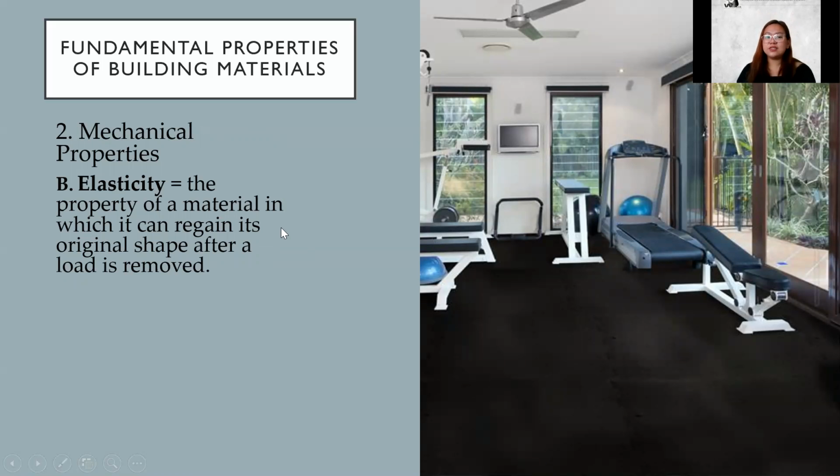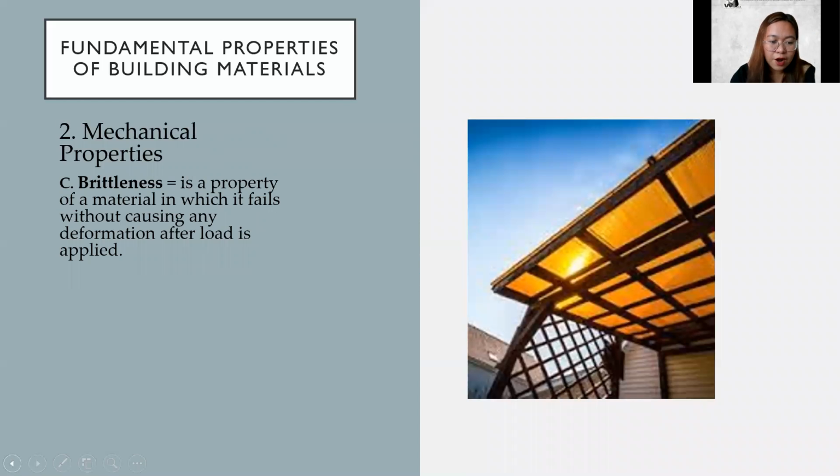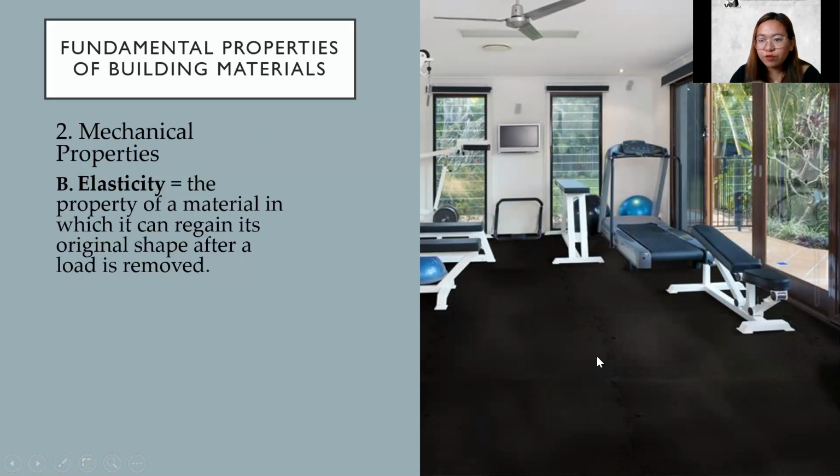Next is the elasticity. So, it's the property of materials in which it regains the original shape once after a load is removed. So, ito may example ako. This is a gym. Tapos, ang flooring niya is yung rubber mats. Elasticity, di ba? Rubber band. Pag nag-stretch ka ng rubber band, nag-exert ka ng load, nase-stretch siya, di ba? Tapos, pero pag binitaw mo, babalik pa rin siya sa actual shape niya. So, ganun din, i-concept natin siya, gawin natin siyang sa mas malaking material. Rubber mats or rubber floors.